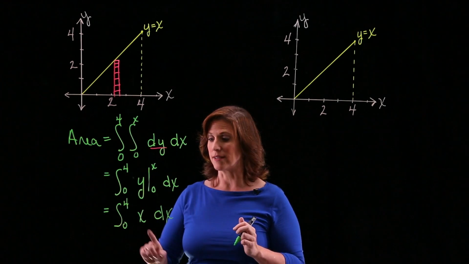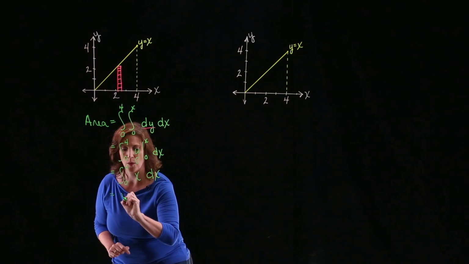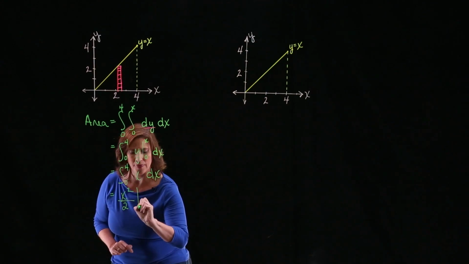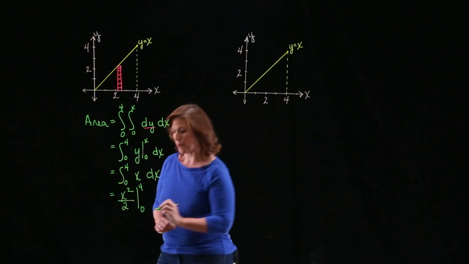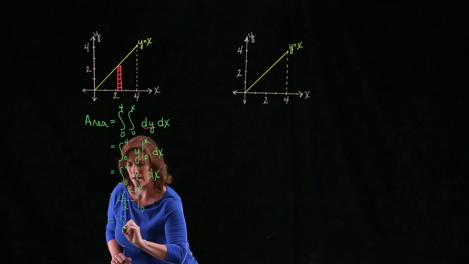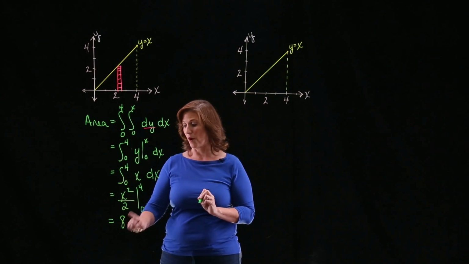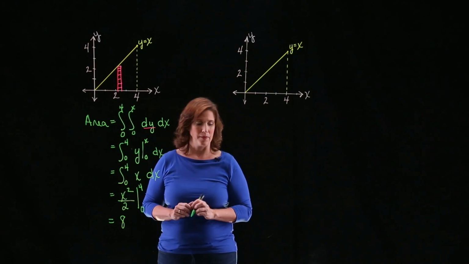I can now move to the outside, so I'll be integrating x dx, which I know is x squared divided by 2. And I'll evaluate that from 0 to 4. Plugging in my upper limit, I'll have 16 over 2, which is an 8. And then I'll subtract what happens when I plug in the lower limit, but that's just going to be 0. So I found that the area of my region is going to be 8.